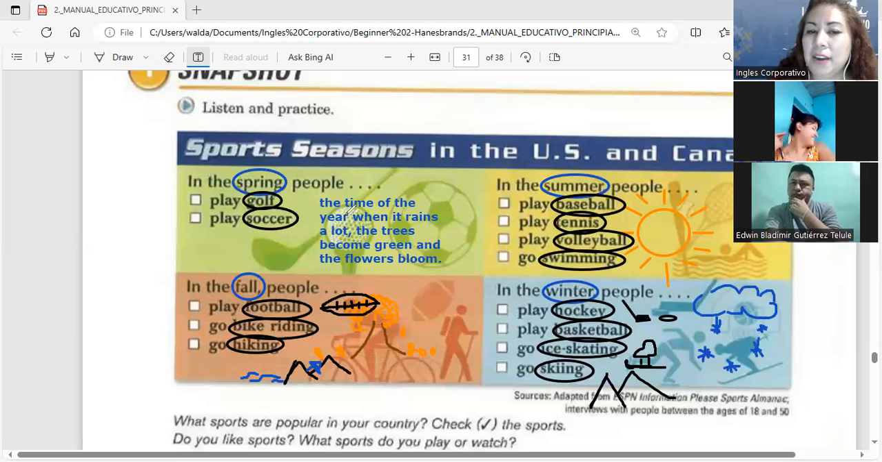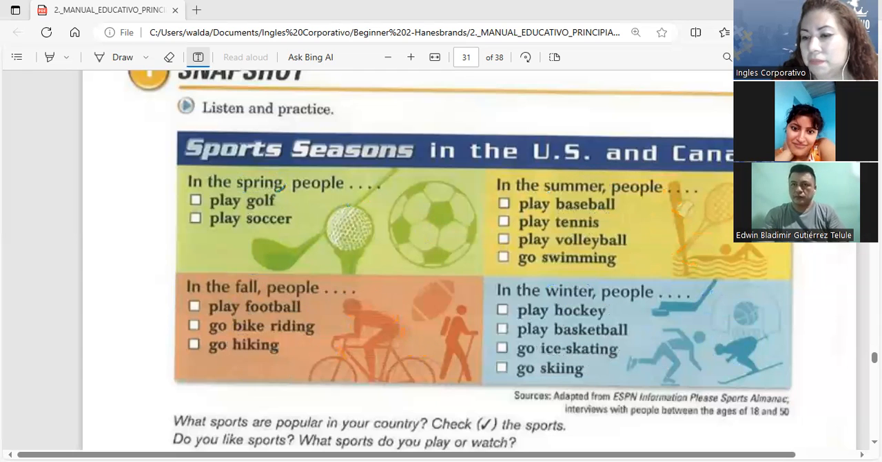It's the time of the year when it rains a lot, the trees become green, and the flowers bloom. Yes, you're right, Edwin. And summer? Verano. Fall? Otoño. Good. And winter? Invierno. Good. Excellent. All right, let's clear this.